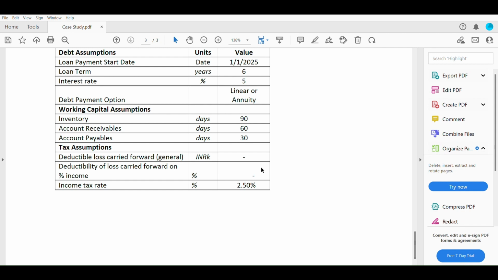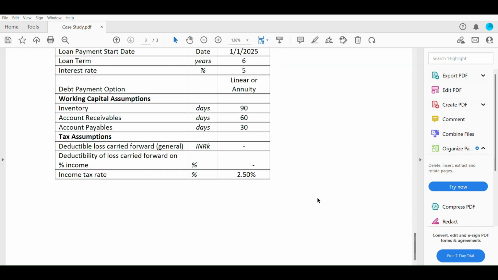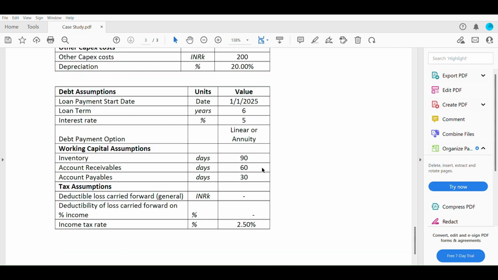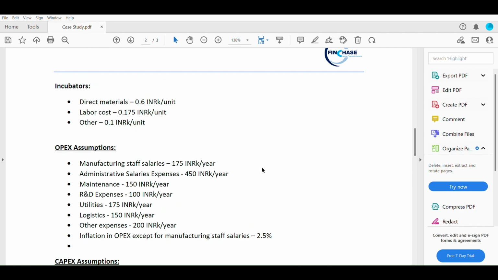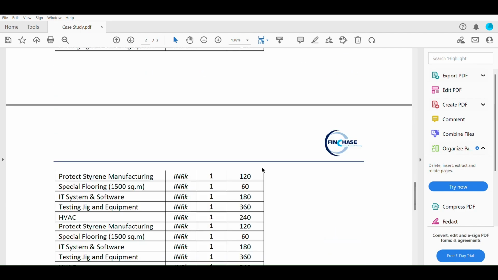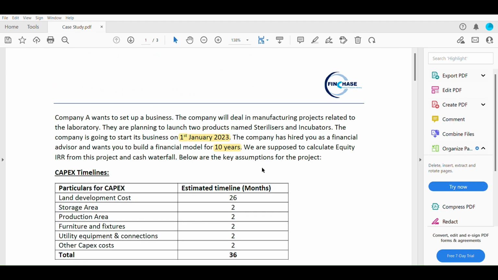We will explain this when we start building the model. Then we have an income tax rate of 2.5%, so we will plot this. Don't worry about it. We will change the income tax rate to 30% or 20%, which is very low as compared to India. So we will change this. Okay, guys, so this is all regarding the case study. Don't worry, we are going to teach you something good.